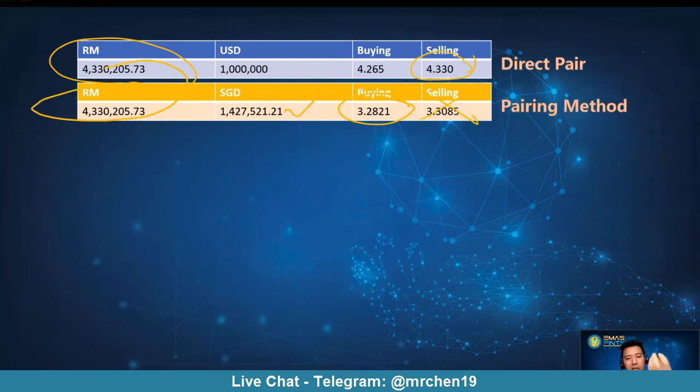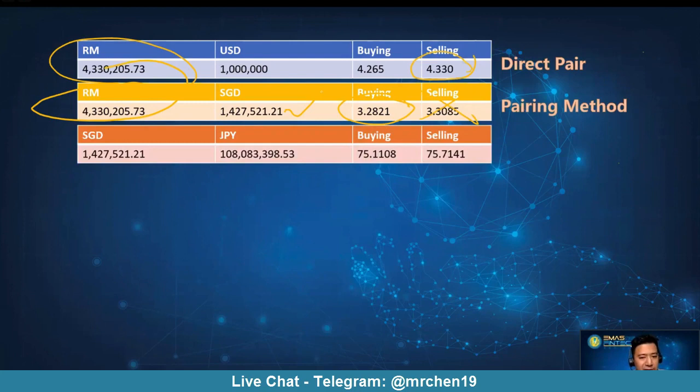on Sing dollar because I'm actually trading based on a lower rate. Okay, based on a lower rate. Then after I got my Sing dollar, what will I do? I will trade for Japan yen.